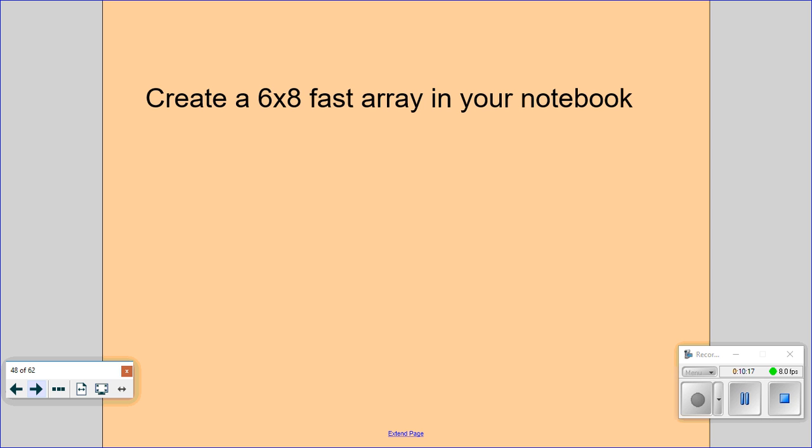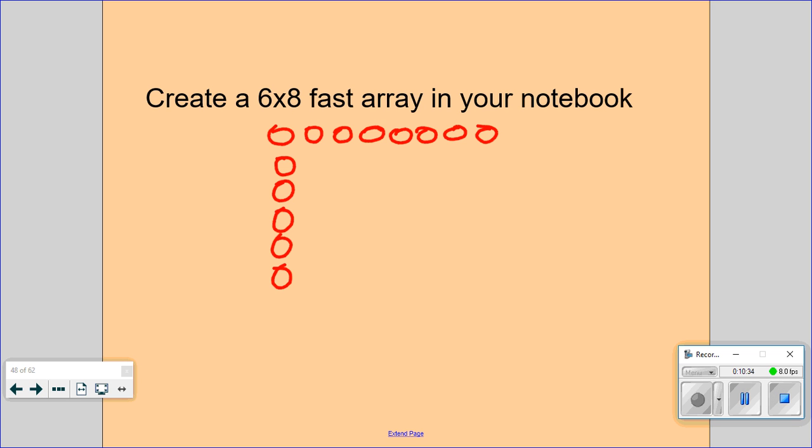Alright, next page, unless you have room. Create a 6 by 8 fast array. Remember, I don't want the whole thing, I just want a fast array. Alright, we have a 6 by 8 fast array. Should look something like that.